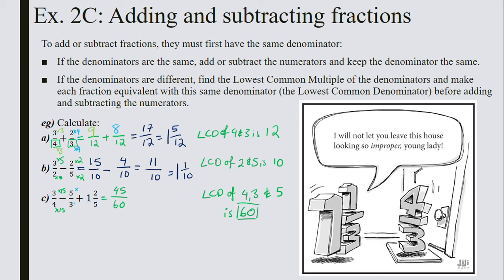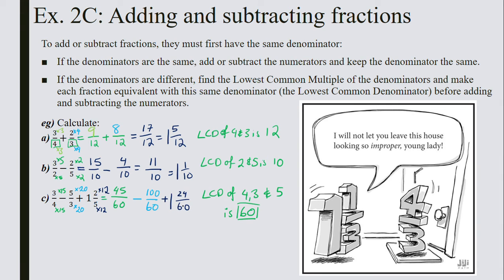To get 3 to make 60, we need to multiply by 20. So 3 times 20 is 60, and 5 times 20, same as what we did to the bottom, is 100. And then we need to add, what color have I got left to play with? Let's stick to dark blue. Okay, we're going to keep the whole number part as it is, just for the moment. We'll deal with that later. 5 times 12 is 60, so we need to multiply the 2 by 12 as well to get 24 60ths.